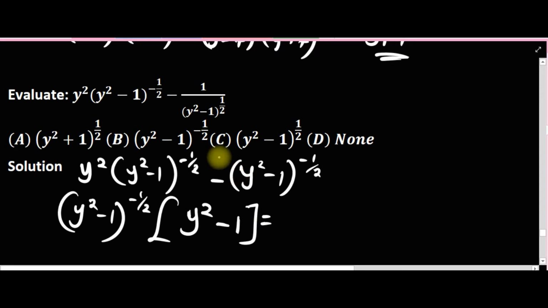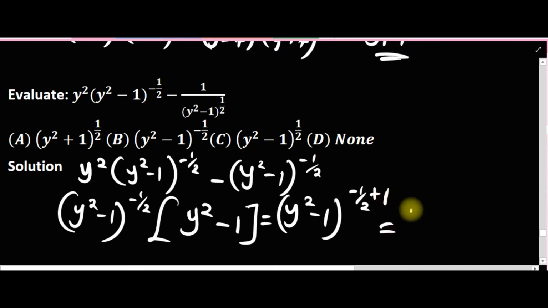Looking at the options, none is there. So again, we can still go further. y squared minus 1. So laws of indices: the product is now the addition of the powers. So we have y squared minus 1 raised to power minus half plus 1, which is half. So our answer is C. So it's very simple to solve.